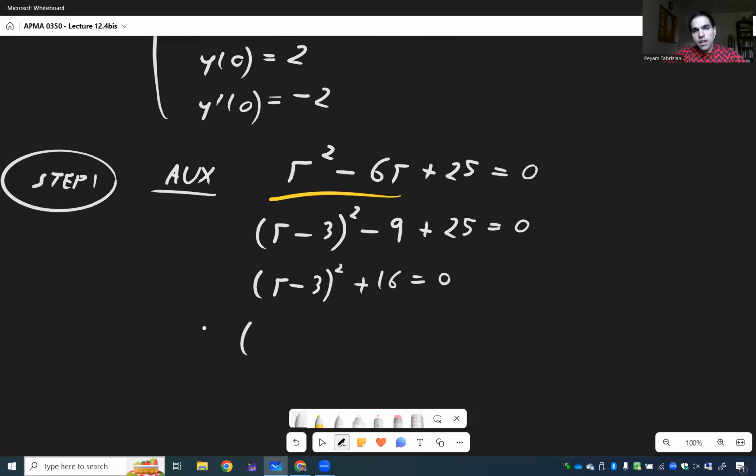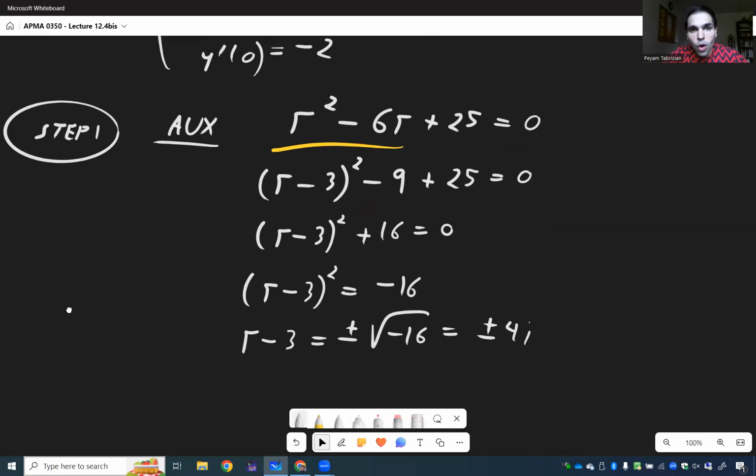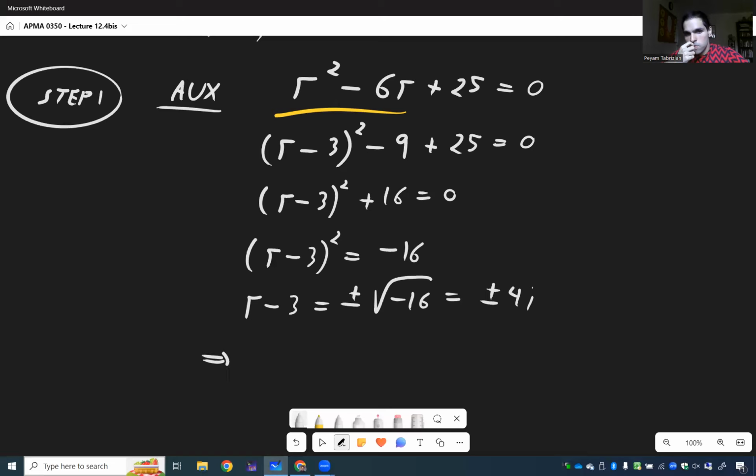So r minus 3 squared is minus 16. So r minus 3 is plus minus square root of minus 16, which is plus minus 4i. And so r is 3 plus minus 4i.